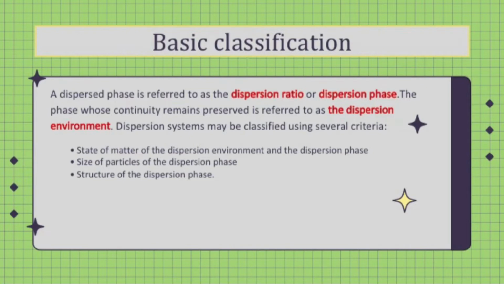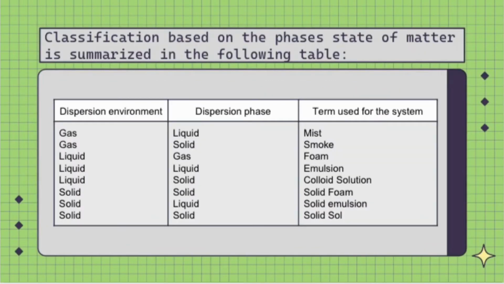First, state of matter, the dispersion environment and the dispersion phase. Second, size of particles of the dispersion phase. And third, structure of the dispersion phase. Here's the classification based on the state of matter, summarized in the following table. There's a dispersion environment, dispersion phase, and the term used for the system.